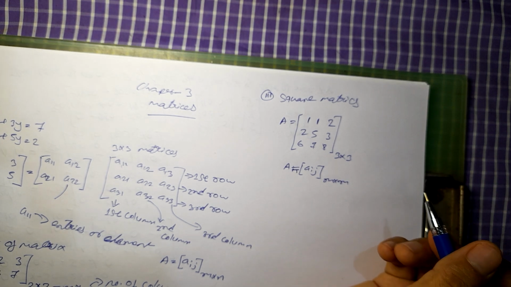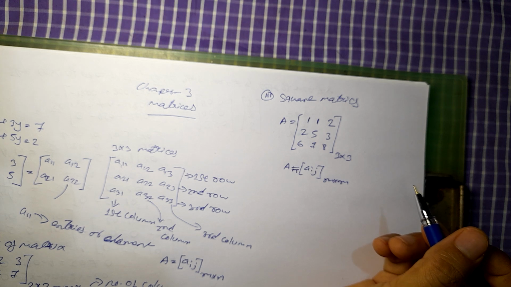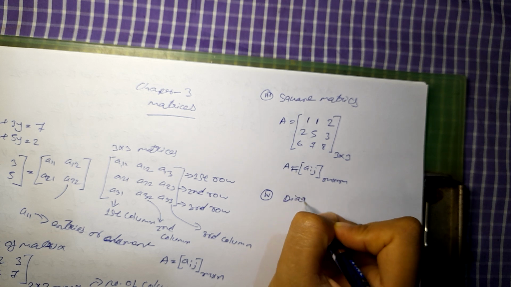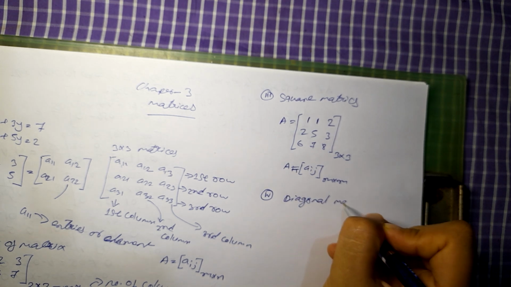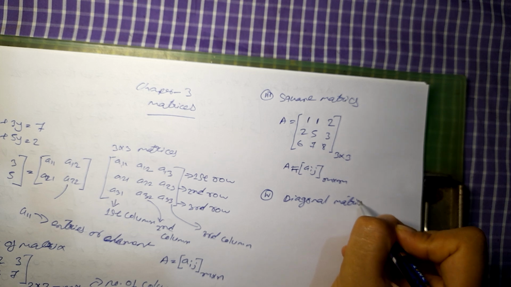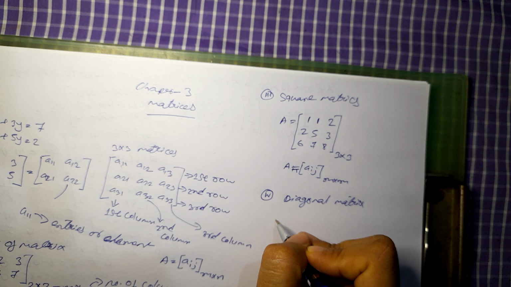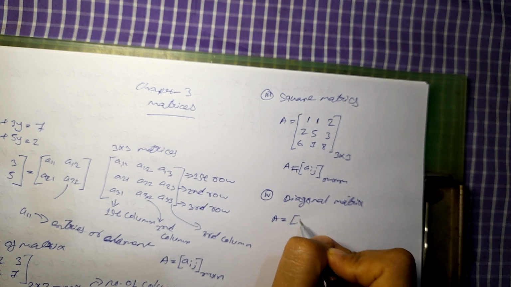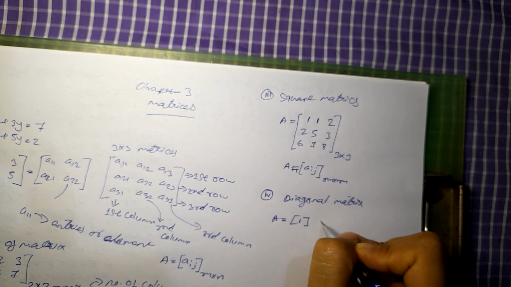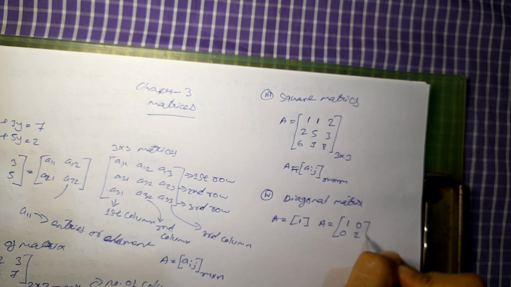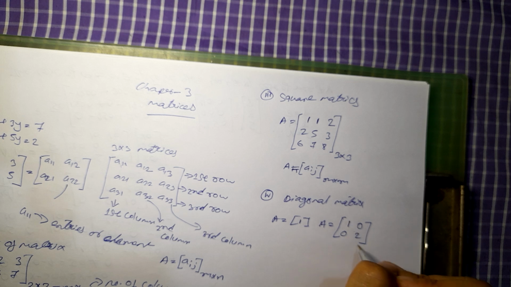And after the square matrix, we have the diagonal matrix. In a diagonal matrix, we have the diagonal, and the rest will be 0. If it is a single-element matrix, we have only one element, which is the diagonal. If it is a 2 cross 2 matrix, there will be diagonal values and the rest will be 0. There will be only diagonal values and the rest are 0. This we call a diagonal matrix.